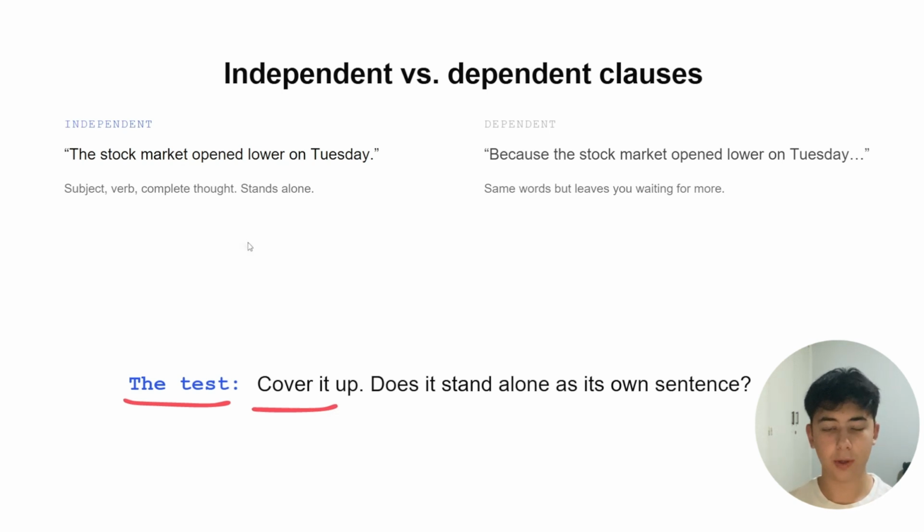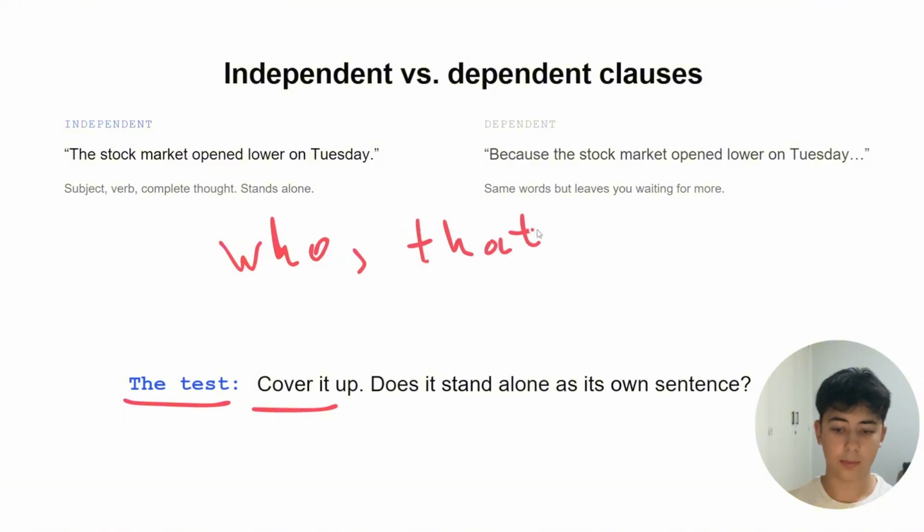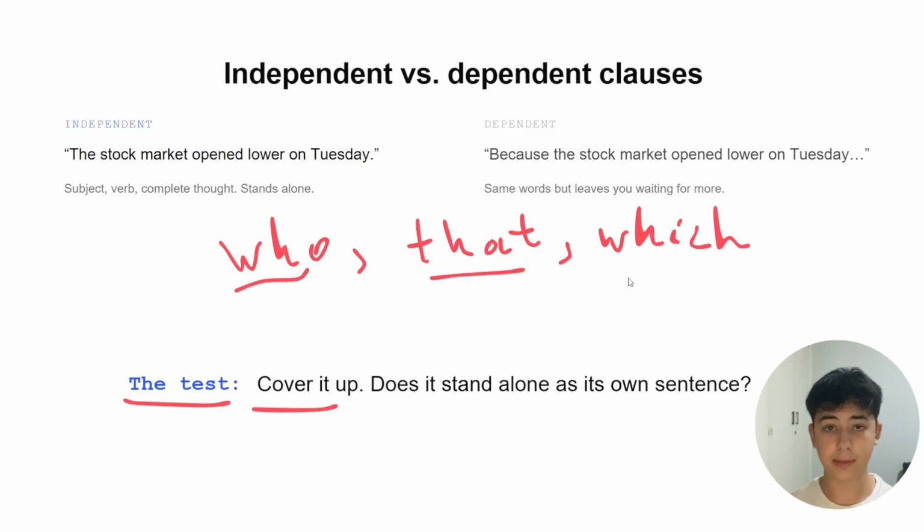So something else you have to watch out for is whether a sentence starts with words like who, that, and which. And when that happens, that means that the sentence is a dependent clause, whether it starts with one of these words or something similar to that. So when you've mastered this 2 second test, then we can move on to the next part of this video, which is going to be discussing each punctuation rule. And all of them really depend on identifying dependent and independent clauses.